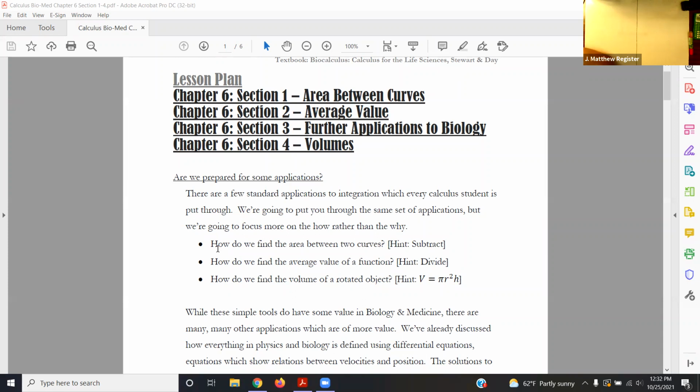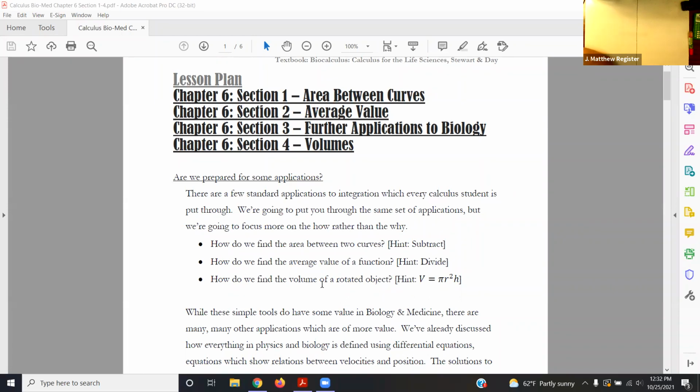And so the first is, how do we find the area between two curves? Well, you just subtract. It's kind of like if you have one shape and you want to remove part of the area, you would just subtract. How do you find the average value of functions? And the average value, it's an average. And so you just find the total area and you divide by the length.